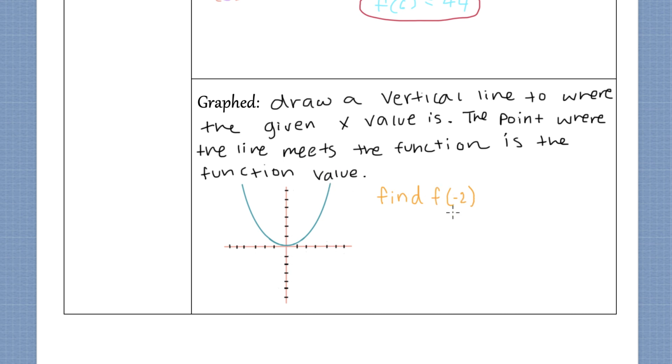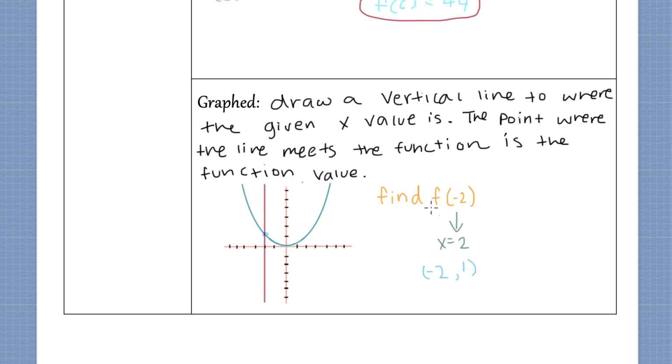So f of negative 2 is the same thing as x is equal to negative 2. When x is equal to negative 2, what is f of x equal to? We said f of x is the same thing as y. So we're going to draw a line over here to find the y value of f of negative 2. Now that we drew the line, we can see that the vertical line and the function meet at this point right here, which is negative 2, 1.